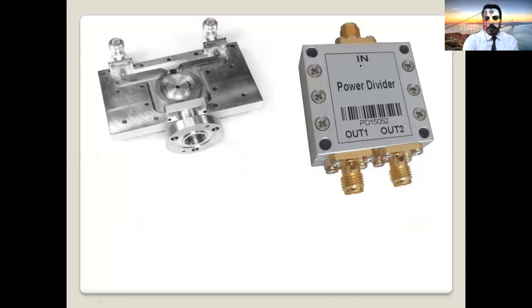They are called power dividers. As you can see here, this is one example power divider. Power divider, they have one input, divide the signal into two outputs, output 1 and output 2. There are many types of dividers. We have discussed the 90-degree hybrid, 180-degree hybrid, and Wilkinson power divider.